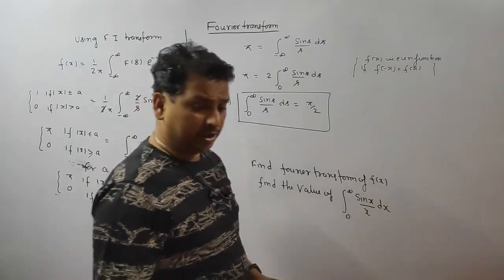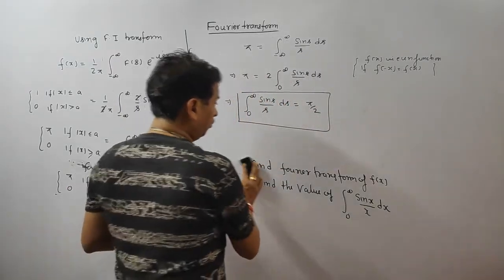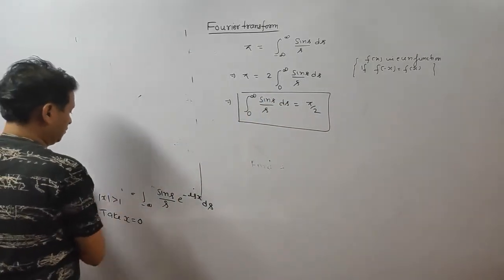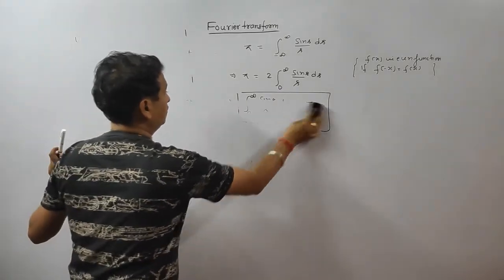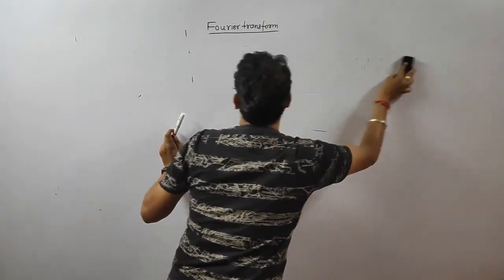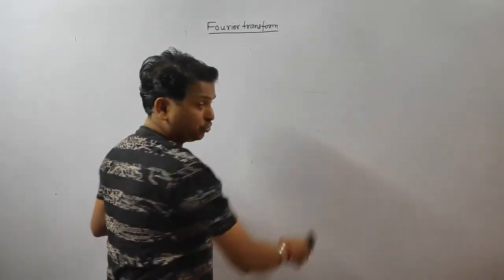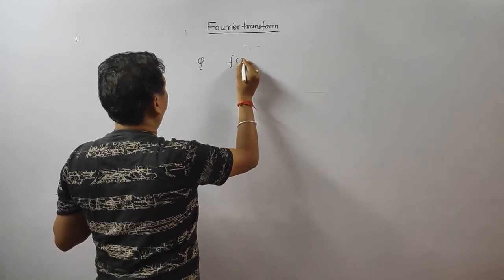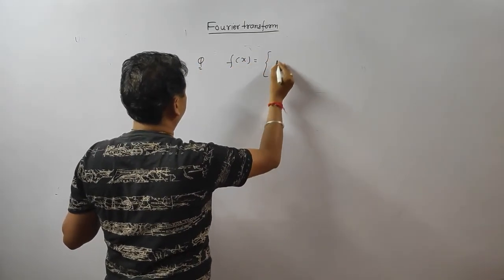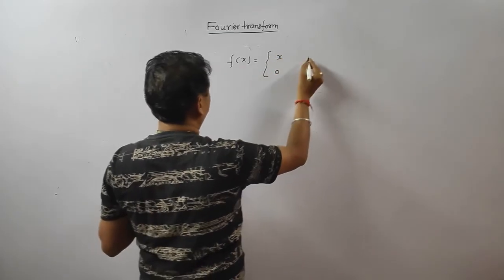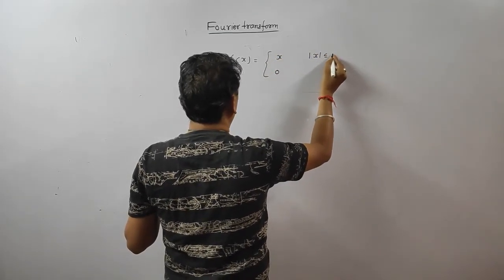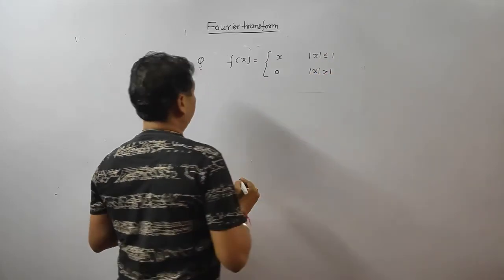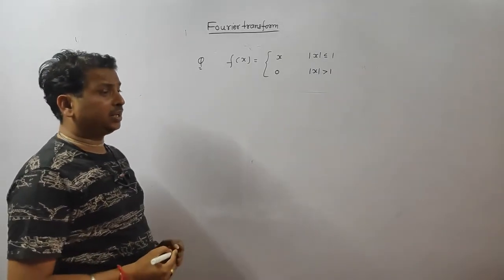Now my next question is very similar to this. What is that? My next question is, suppose f(x) is given this time as x when mod x is less than or equal to 1, and 0 when mod x is greater than 1. Now the question is: find its Fourier transform.